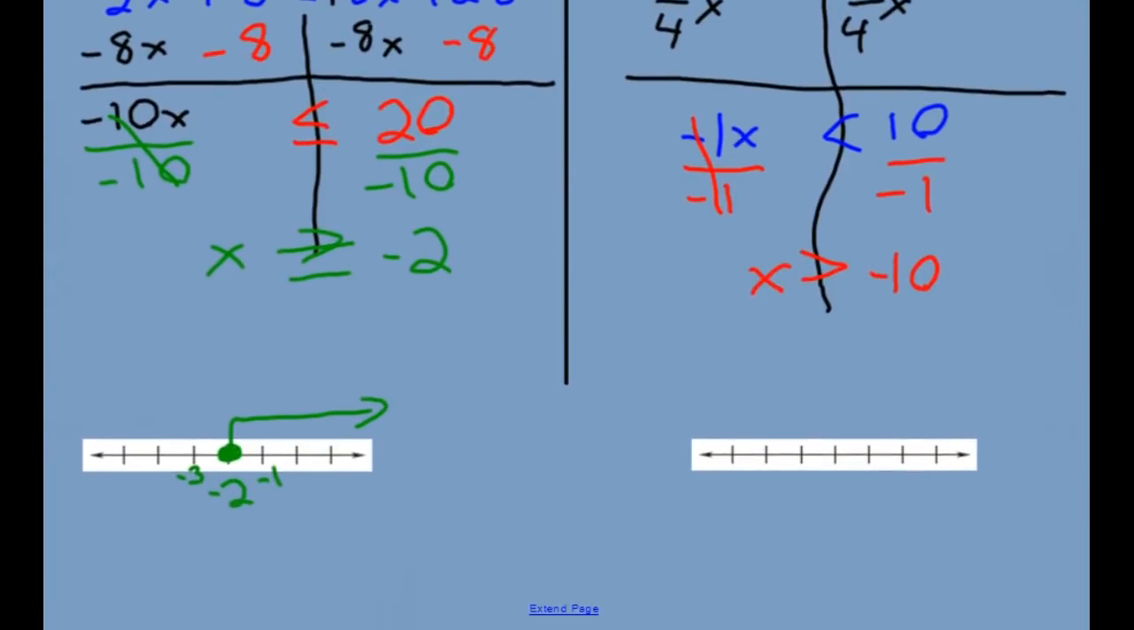All we have left is to graph it. So we don't have an or equal sign, so it's an open circle. And negative 10. 1 greater is negative 9. 1 less is negative 11. Our arrow is pointing to the right, so we draw an arrow to the right.